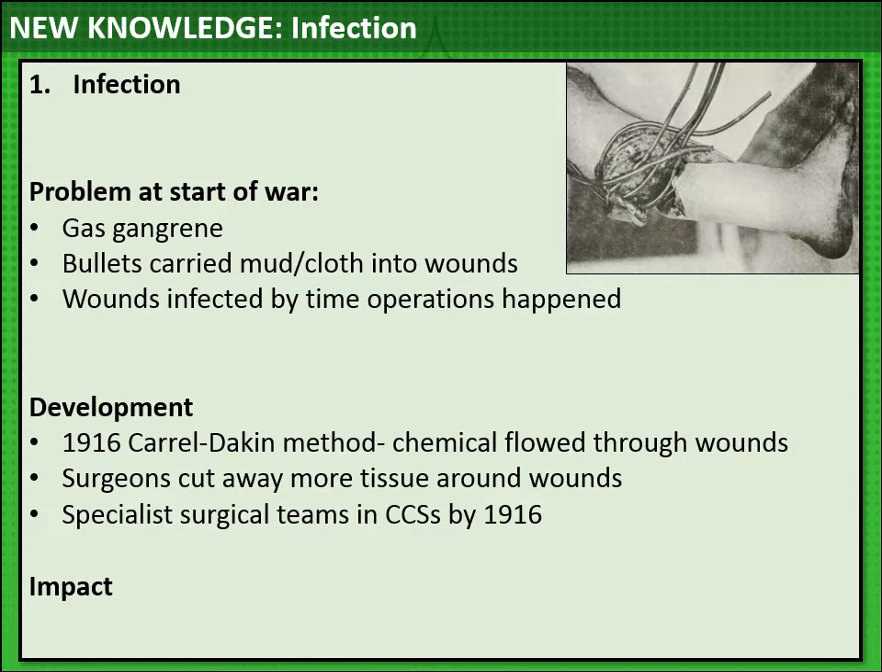As the war went on, surgeons also learnt to cut away more tissue from around wounds than they had done before, because on the battlefield it was more likely that infection had got in than had previously happened in peacetime. And also, after the first couple of years of the war, surgeons started to become more specialist, and in casualty clearing stations you had specialist surgical teams that were used to working on a specific process. And this of course meant that the quality of their work was improved and there was a greater chance of their work being successful.